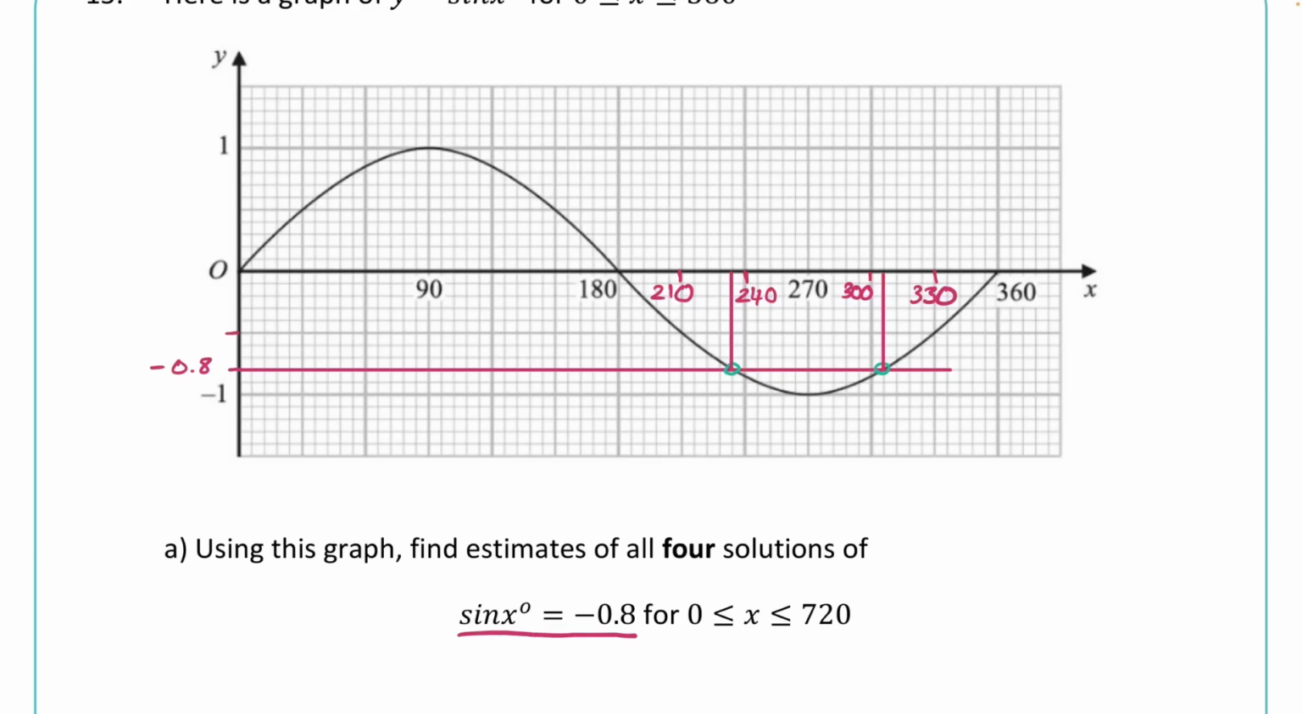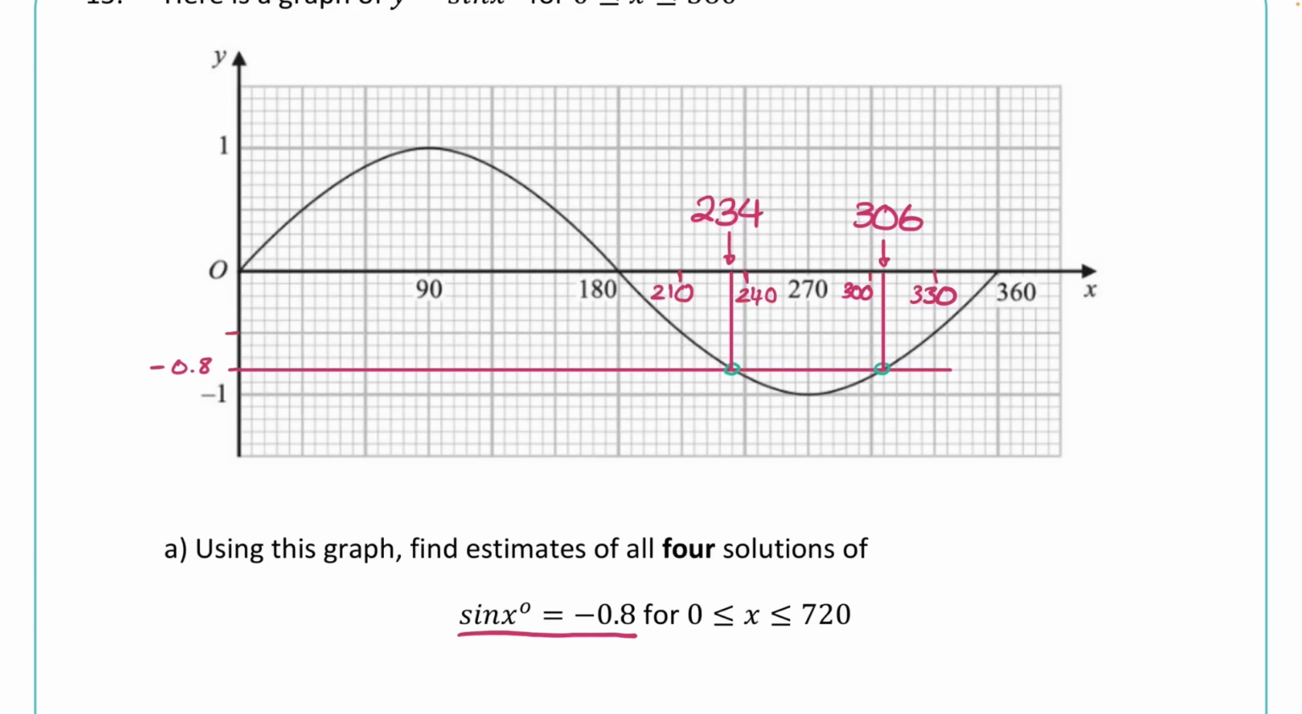So in between each number that we've labelled, looking between 180 and 210, there are 5 squares. So 30 divided by 5 means each square goes up in 6s. So this one just here is 6 below 240. So that would be 234. And this one over here is 1 square above 300. So that would be 306. So they are our first 2 solutions.